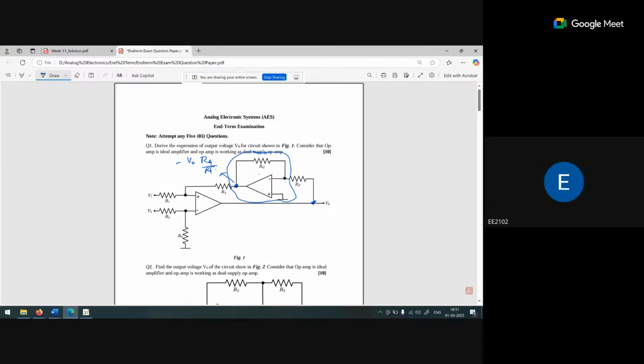Consider the V1 voltage. Apply the superposition theorem. First we consider the V1 voltage. Second time we consider the V2 voltage. Again apply the superposition theorem and calculate it. So you can try it. I give you 5 minutes. You can try it.